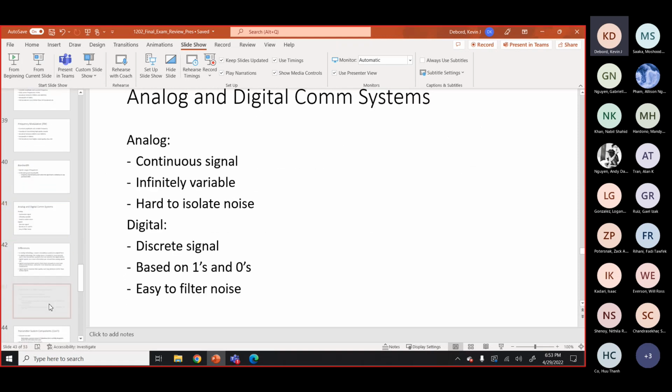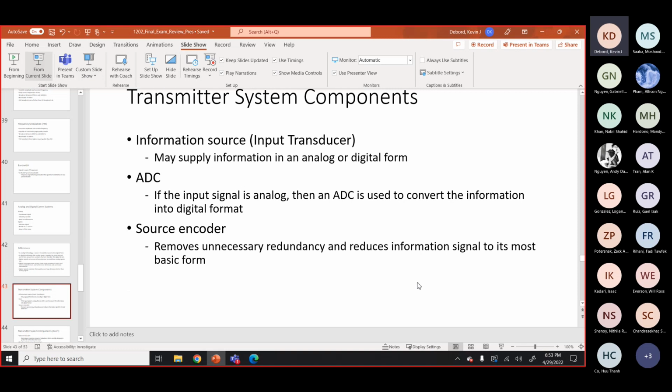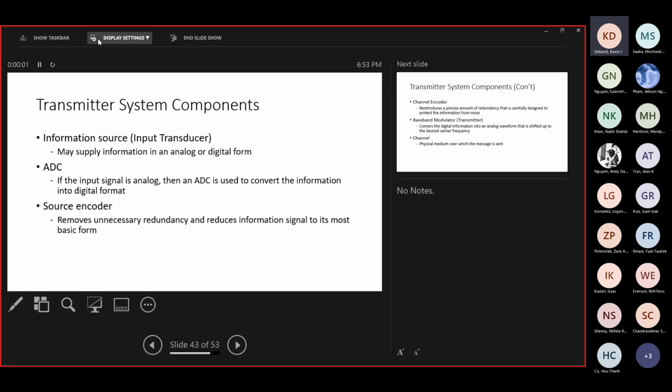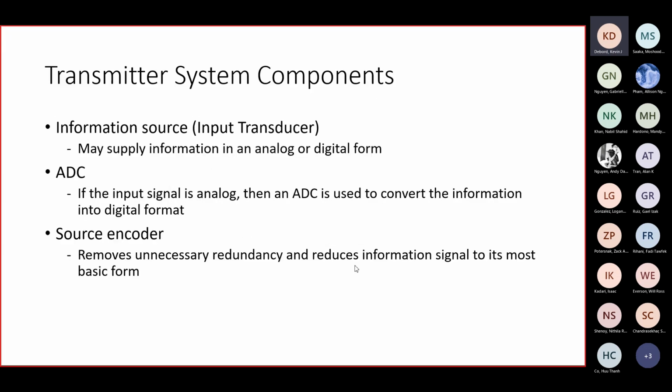Transmitting, where is I? Right here. Okay, so we have an information source, the input transducer, and it may supply information in analog or digital form. It depends on what the input is, right? The ADC, we just went over how to do that. If the input signal is analog, it's going to be used to convert the information into a digital format.